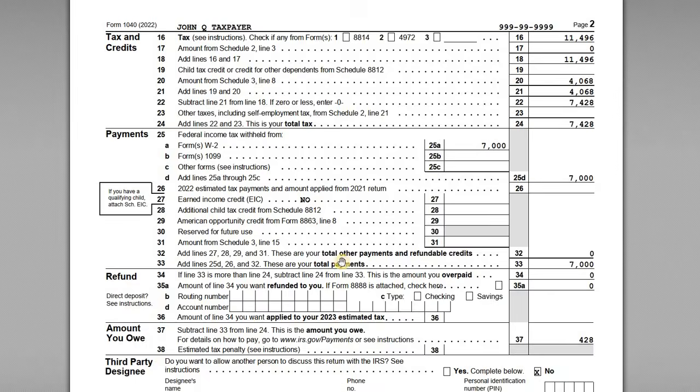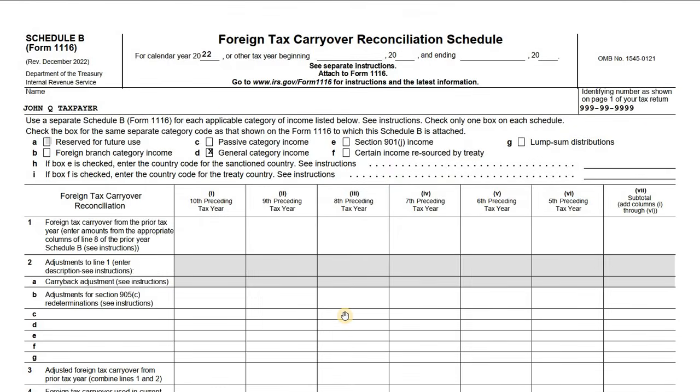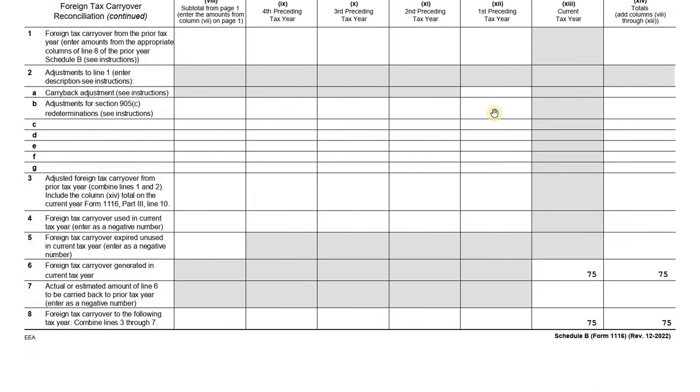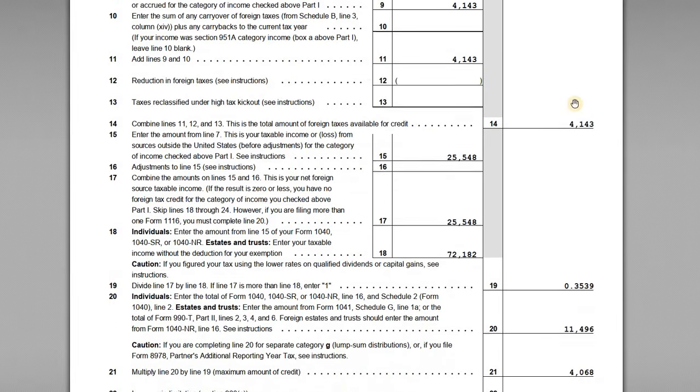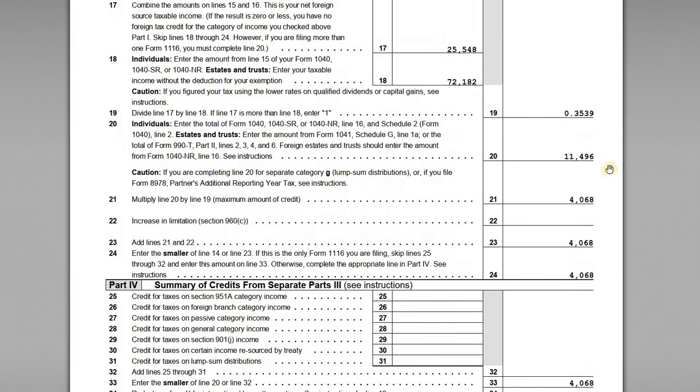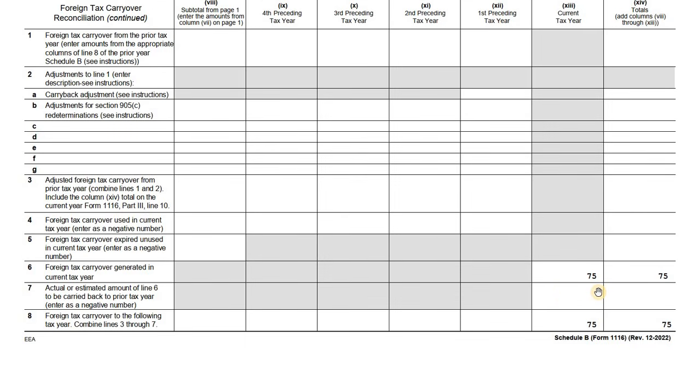And those carryovers are also reported on the 1116. So Schedule B is where we report the carryover amounts. So we look at Schedule B here, Foreign Tax Carryover Reconciliation Schedule. The amount of the carryover generated in the current year is reported here on line 6, in the current tax year column, $75. The $75 is quite simply the 4,143 minus the amount of credit used, $4,068. And so that gives us a carryover for the current year of $75.